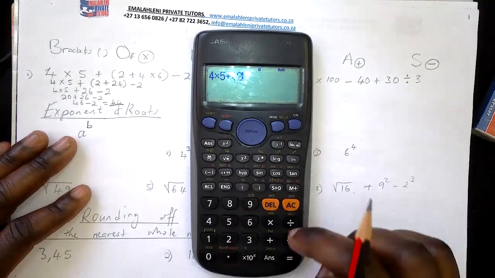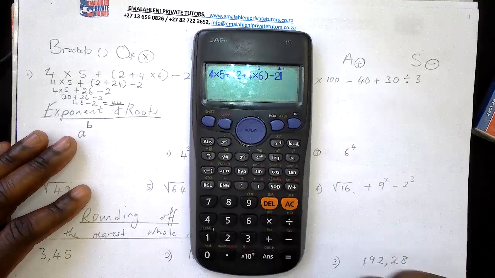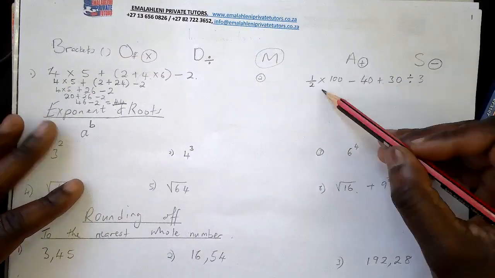So we say 2 plus 4 times 6, then we have minus 2, we get answer 44. This one, I've got the board maths already, you calculate. Okay, so here let's move on to the next one.